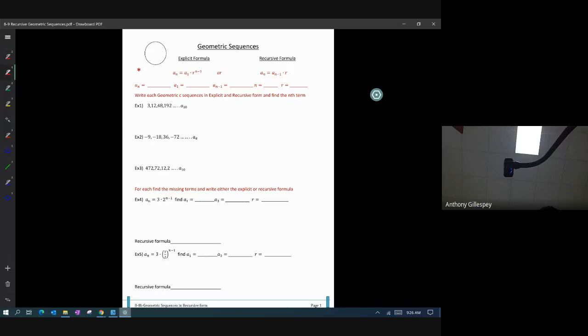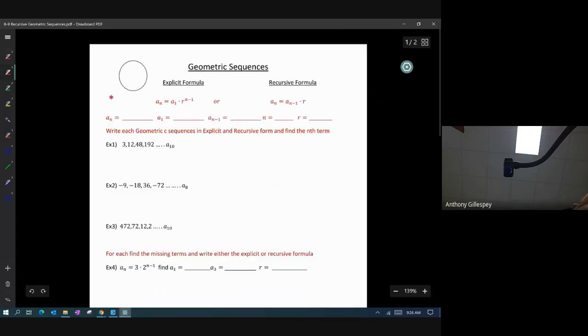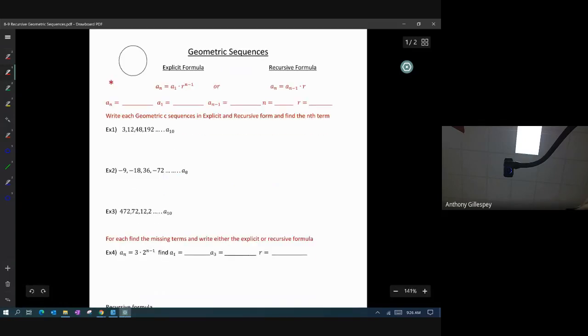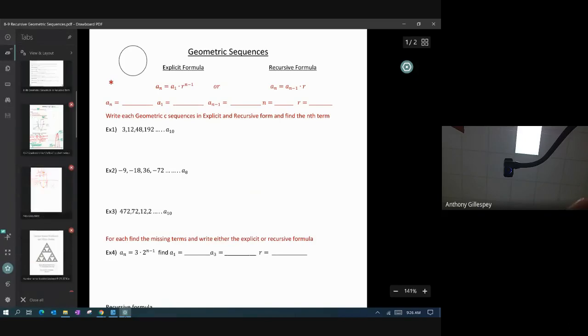All right, good morning, everybody. Today we're going to do a lesson on geometric sequences. Earlier in the year, we did a lesson on arithmetic sequences. So let's real quick recap the difference between these two.